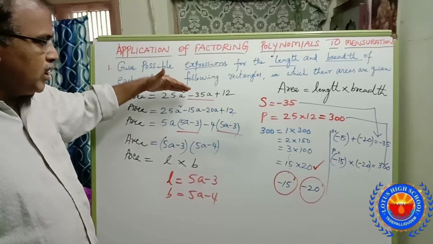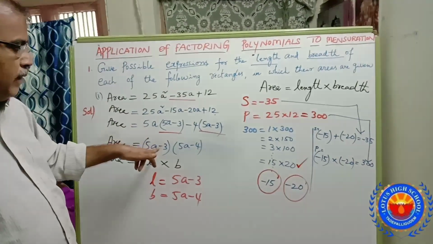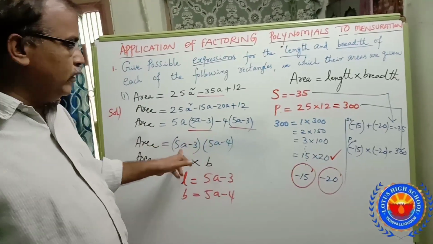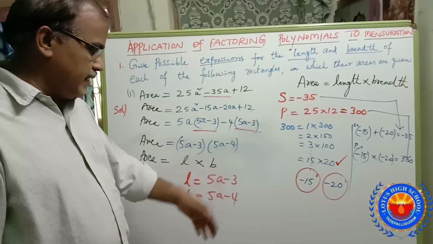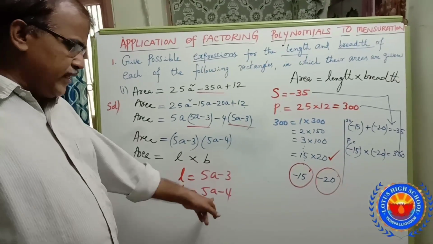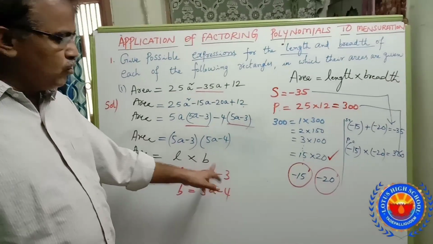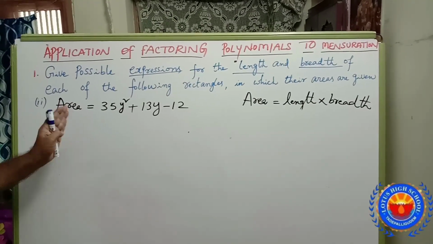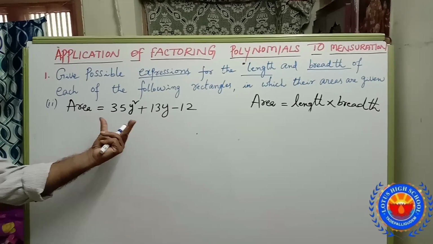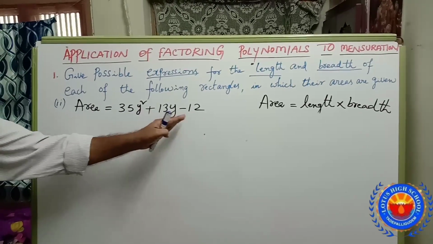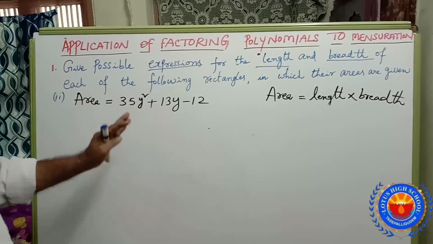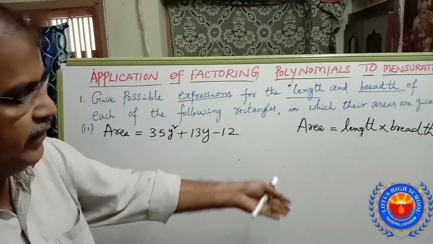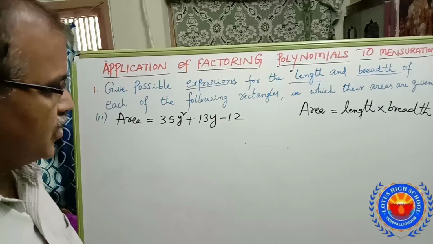By using this quadratic polynomial, splitting the middle term, I got two expressions, length into breadth. So the answer is length and breadth. You can write length is equal to 5a minus 4 and breadth is equal to 5a minus 3 also, no problem. Okay, here is one more sum, same model. Area is given: area 35y square plus 13y minus 12 unit square. This is also the area of the rectangle, so the same way like the last sum.